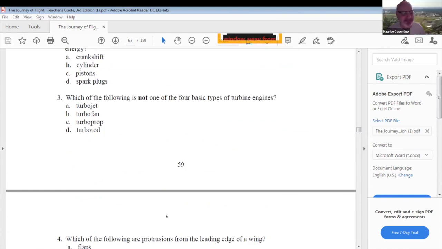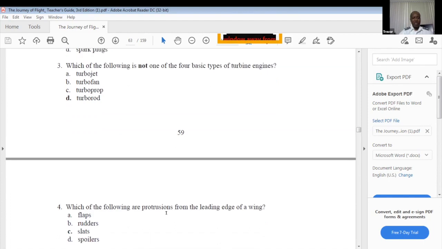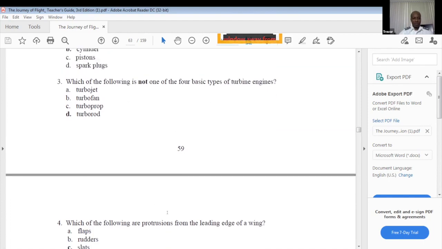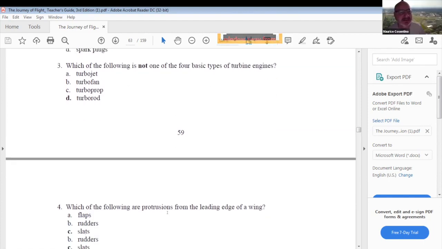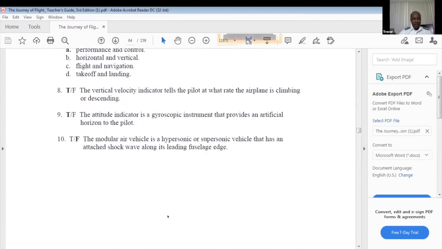I'll give one more to Major Constantino. Which of the following are protrusions from the leading edge of a wing? Flaps, rudders, slats, or spoilers? Slats. All right, there you go. You guys are very brilliant. You show a high level of understanding of the content.